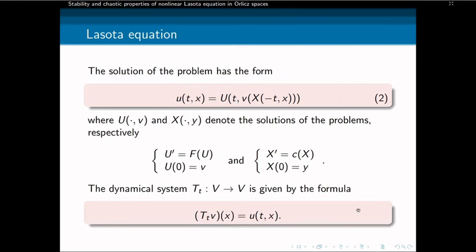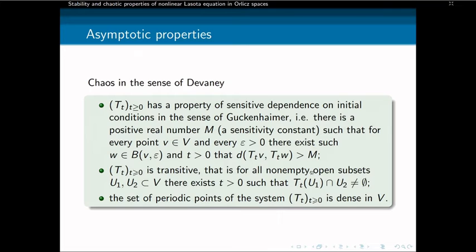From the classical theory of first-order partial differential equations, it follows that the solution of this problem has the following form, where u and x denote the solutions of the following problems respectively, and this solution u generates the dynamical system T. And we consider some asymptotic properties of this dynamical system T. Is the chaos in the sense of Devaney.